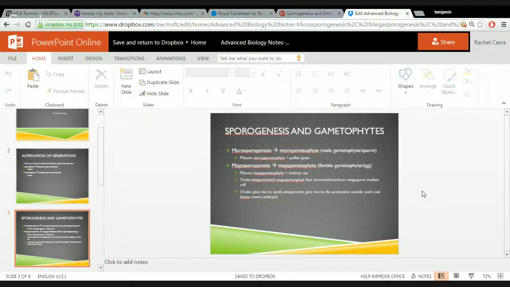But then with the alternation of generations, there are two distinct, sorry, that's our dog drinking.